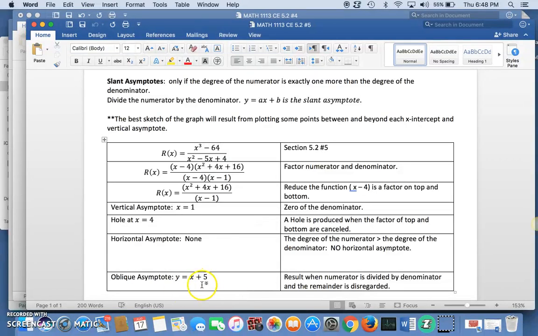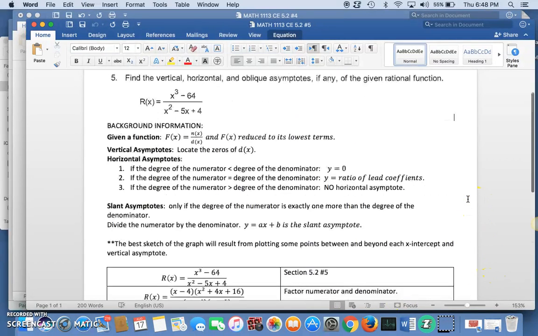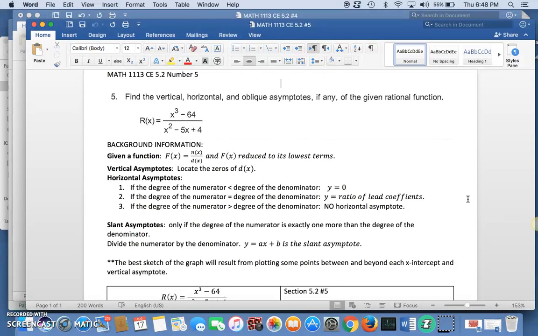If you divide it out using synthetic division, you put a 1 in the house and bring down your coefficients and you get an x plus 5. You don't worry about a remainder. You just disregard that. And that is your oblique asymptote. Did we answer everything we were supposed to answer here? I think so.